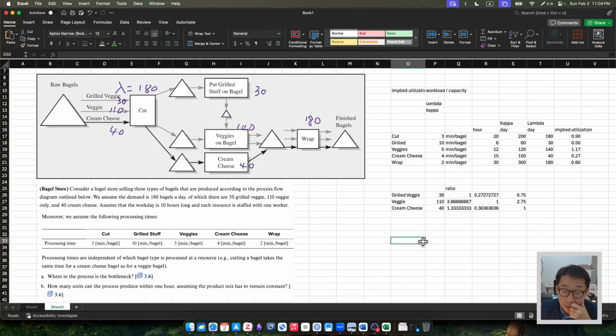So in this case, I don't know if you can actually follow what I'm doing here. Now the veggies on bagel step here, you are basically short by 17%. Okay, 17% here. So you're looking at a reduction of a certain percentage on both items here, both the grilled veggie and veggie.